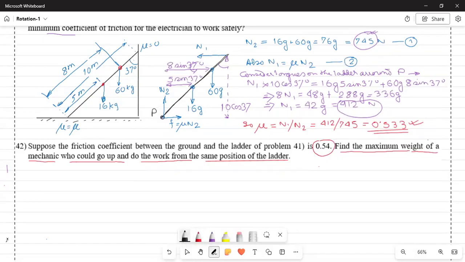What do we find? N1 equal to mu N2, we have already found. So now, here, N1 equal to mu N2, this relation is known. Now mu is given 0.54. So N1 is equal to 0.54 N2.